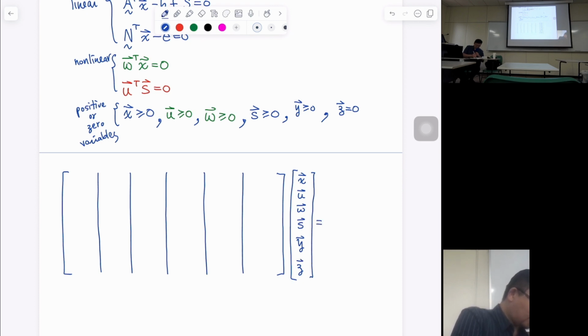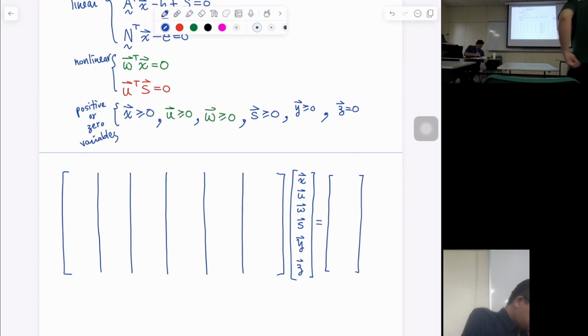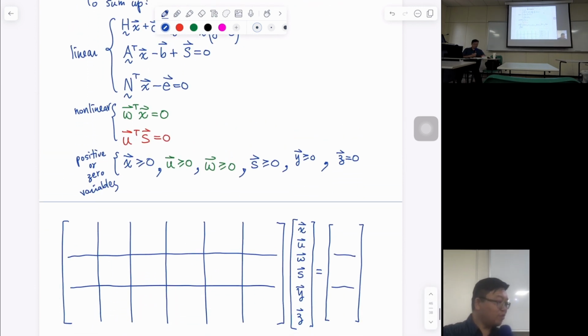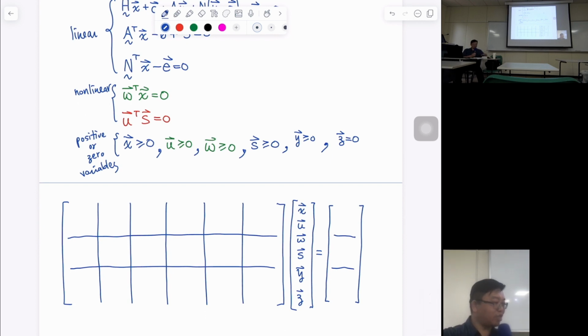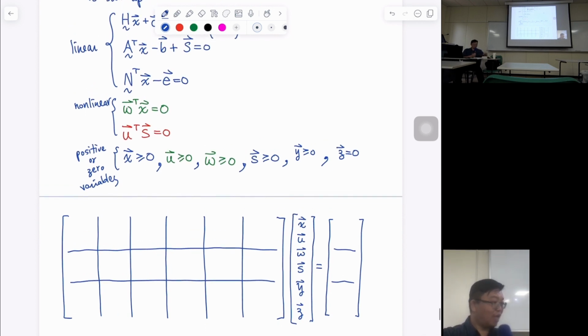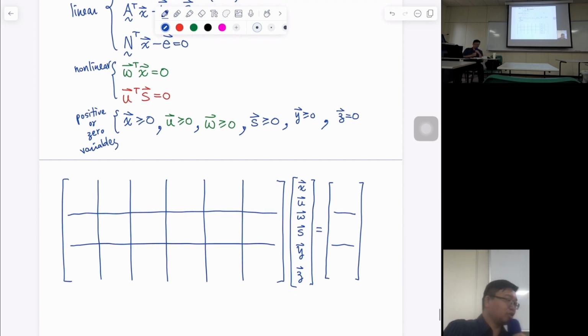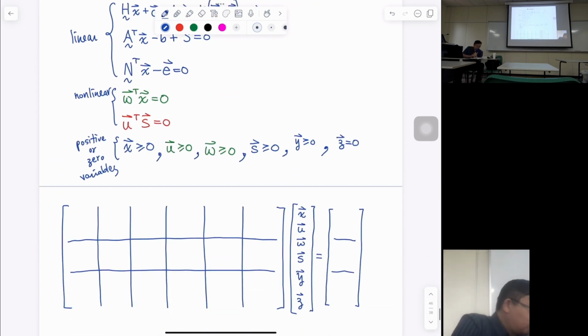Okay, and here you will have three rows. Now I'm going to rewrite everything into this matrix form, and I'm going to put exactly what we had from the top, but put it in this matrix form. So over here we're going to describe the second equation right here.